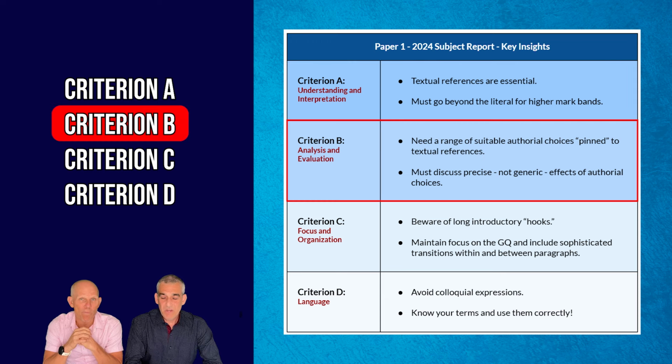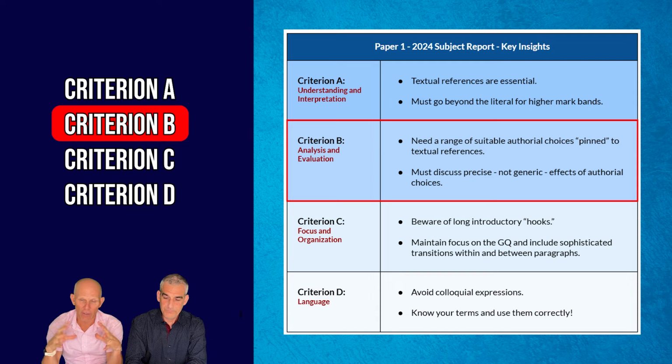Now, criterion B for paper one, we're looking at analysis and evaluation. And we need to make sure when we use those textual references from criterion A that we are pinning those to precise authorial choices. And that means we need to label them, Mr. Giles. Yeah, that's right.